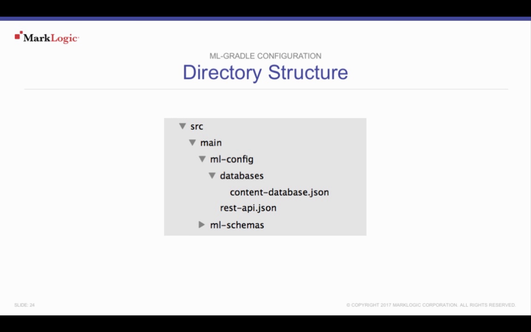Configuration can be stored in JSON or XML format. In this tutorial, we are configuring the following items: a REST application server using the JSON configuration file rest-api.json, and a MarkLogic content database using the JSON configuration file content-database.json located in the databases subdirectory. Let's take a closer look at these configuration files.